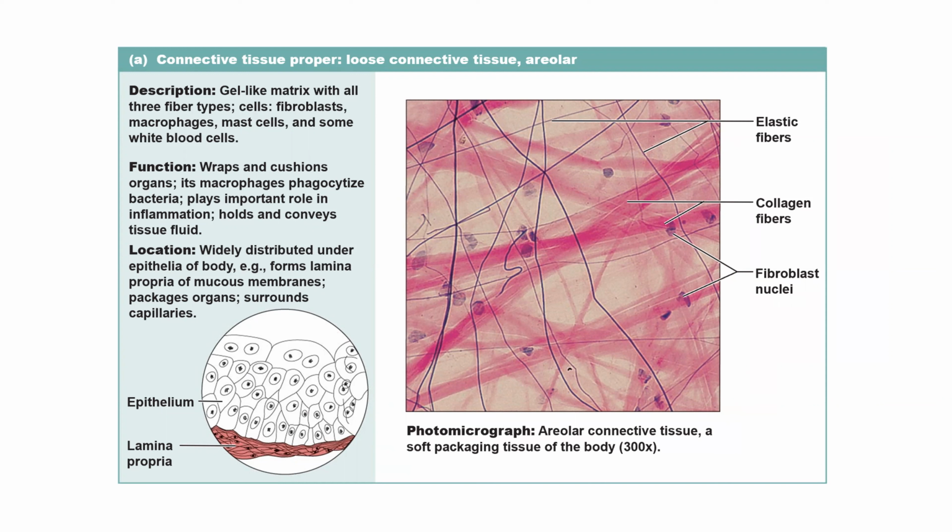Now, connective tissue is different. Connective tissue has fewer cells, and they're not connected to each other. And there is a lot of extracellular material between the cells. So this is our first connective tissue, called connective tissue proper: areolar tissue, areolar connective tissue.